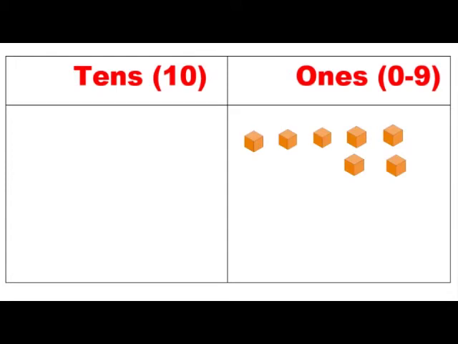In this chart, we can see that in the ones column, we have 7 cubes. So how do we write it?